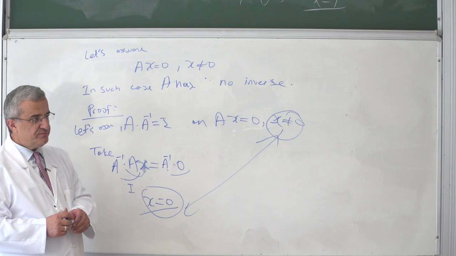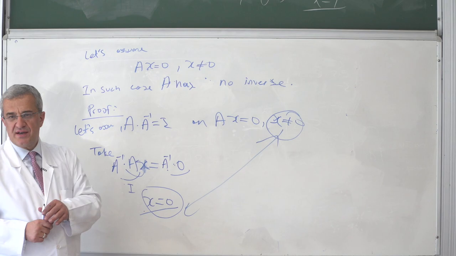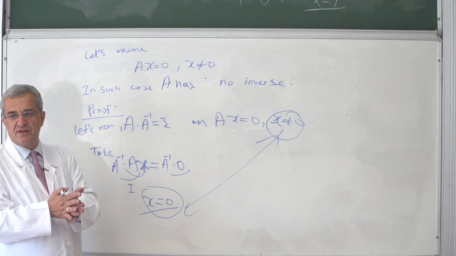This is a nice, very simple proof, right? It just tells you that if your matrix A has a non-zero null space, we will talk about it in vector spaces, it is singular and you cannot have an inverse for that matrix. It's so easy to show. Okay.